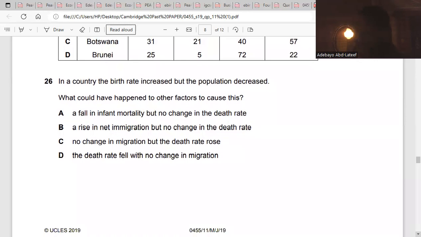26. In a country, birth rate increased, but the population decreased. What could have happened to other factors to cause this? So if in a country the birth rate increased, but the population decreases, it means the death rate is increasing in such country, and at the same time, the migration, that means emigration or immigration, does not change significantly. So the answer should be no change in migration, but the death rate rose. Yes, C. Is it clear?